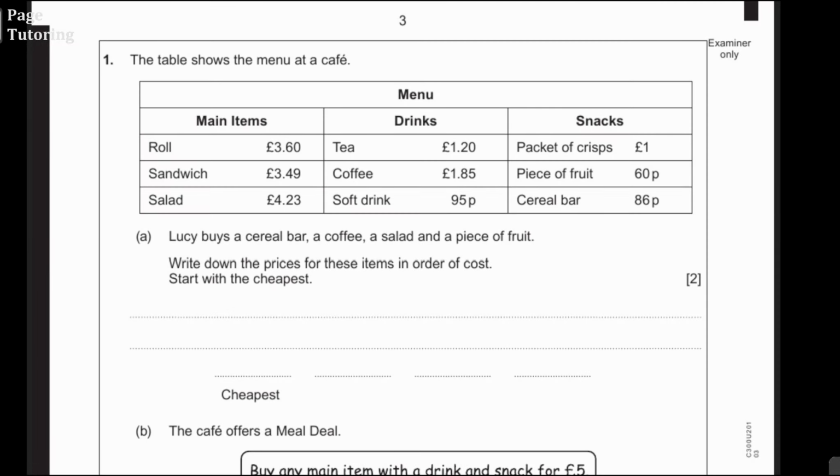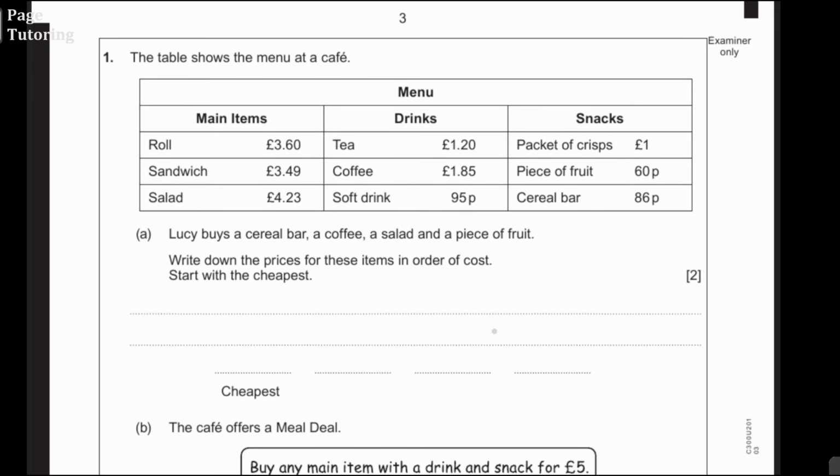Question 1. The table shows the menu at a cafe. You've got a nice menu with main items, drinks and snacks. This paper came out in 2023 and these prices look fantastic by 2025 standards. So part A, Lucy buys a cereal bar, a coffee, a salad and a piece of fruit. Write down the price for these items in order of cost. Start with the cheapest.